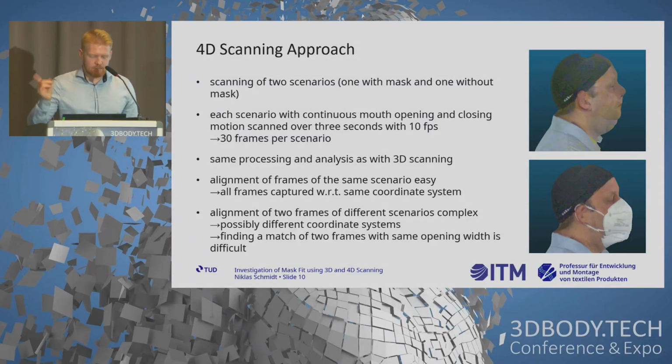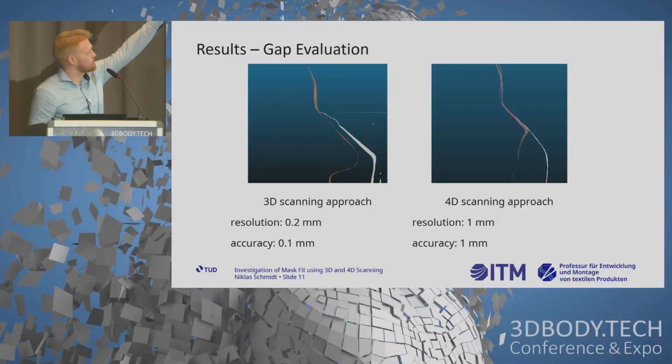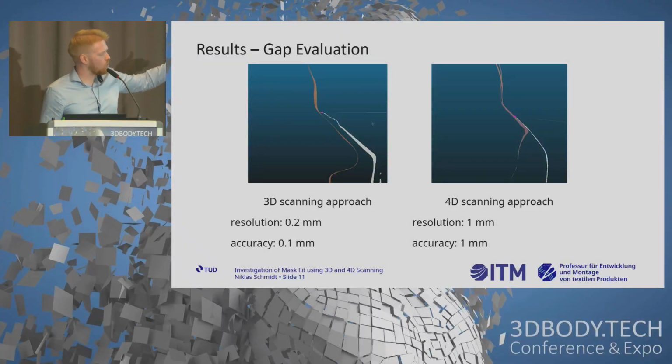That way the alignment of the frames was quite easy. However, on the other side, the alignment of the frames without mask and with mask in order to determine the gaps was more difficult. We cannot make sure that the position of the person within the scanning space is in both scenarios exactly the same. And this was just a qualitative study, especially for the case of the gap evaluation. The 3D scanning approach was significantly better than the 4D scanning approach, which comes basically down to the resolution of the applied 3D scanner being just much better than the resolution of the 4D scanner.